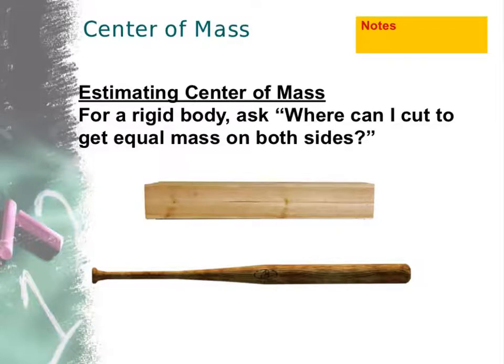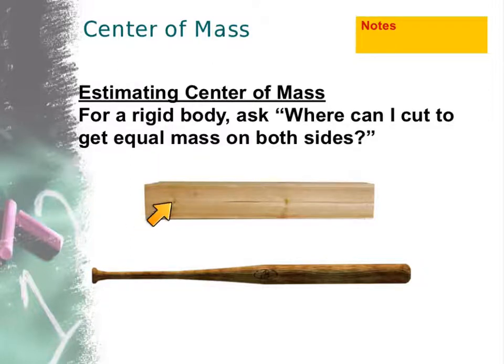Okay, everybody, welcome back, advanced people. Alright, so how about estimating the center of mass, especially of rigid bodies? For a rigid body, essentially what you want to ask is, where can I cut to get equal mass on both sides? And that place where you would cut will give you an idea of where your center of mass is.